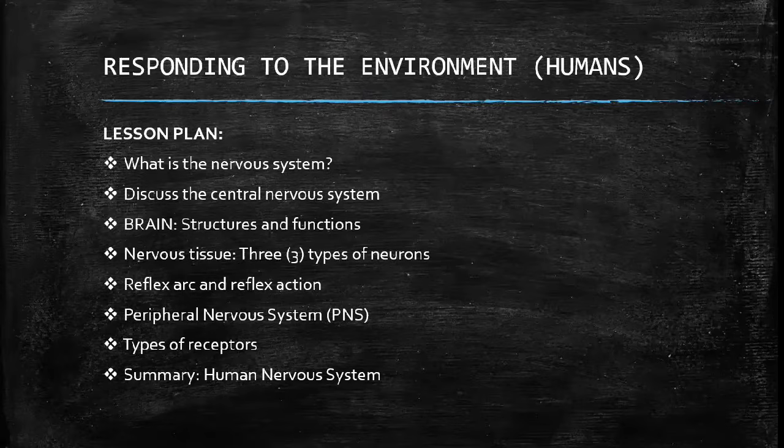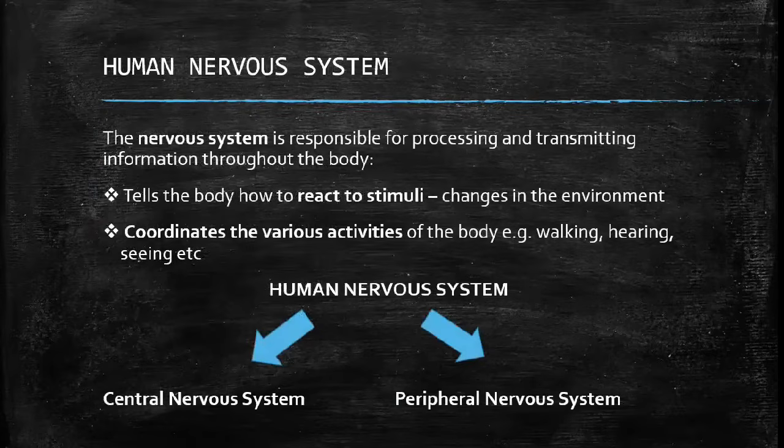And then we're going to look at the nervous tissue, which is the three types of neurons. And then we're going to look at the reflex arc, and then we're going to look at the reflex action. Most people confuse the two, but I will just differentiate them because they're not the same. And then we're going to look at the peripheral nervous system, which is abbreviated as the PNS. And then we're going to look at the types of the receptors. And last but not least, we're going to look at a brief summary of the entire topic that we are going to discuss today. Now, moving to our next slide.